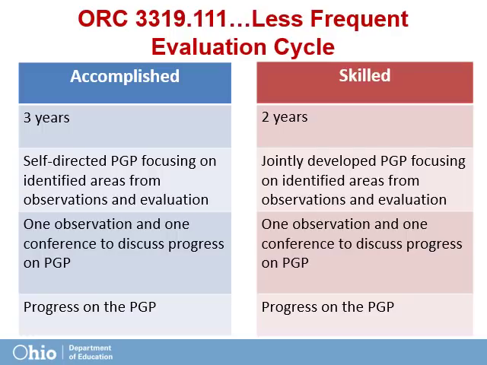They also need one observation, one conference during which there must be a discussion about their growth on their professional growth plan, and they too must show progress on the goals on the professional growth plan. It doesn't say they must acquire or attain the goals on their professional growth plan, but they must show progress toward the goal to remain on the less frequent evaluation cycle.